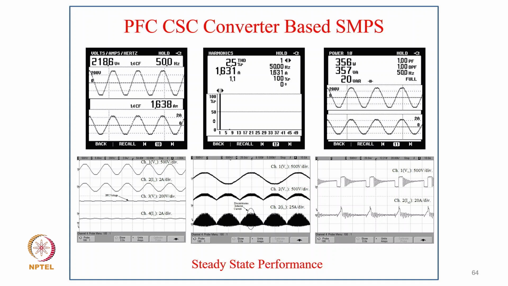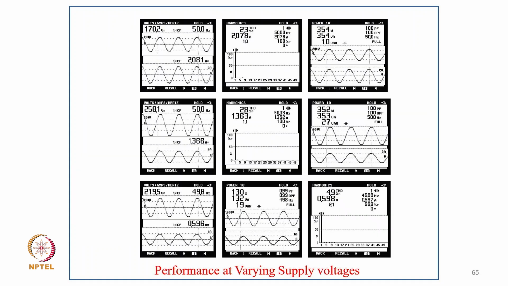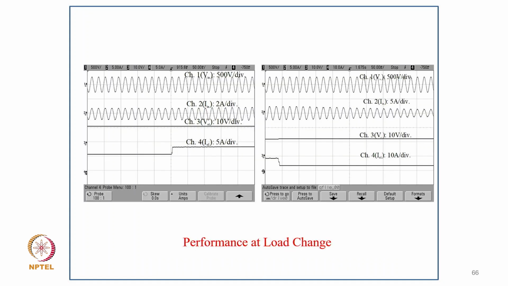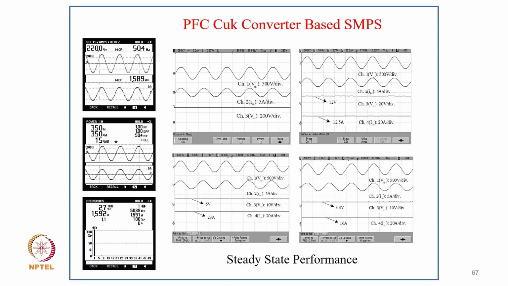So we get inherent power factor correction without sensing, and this is the case when supply voltage varies from 170 to even 260 volt, and THD remains in all cases less than 5%, and power factor remains almost unity, of the order of 0.99, in all cases. This is the case when load is varying and how the input current varies, but the sinusoidality of the input supply current is maintained even under load change.